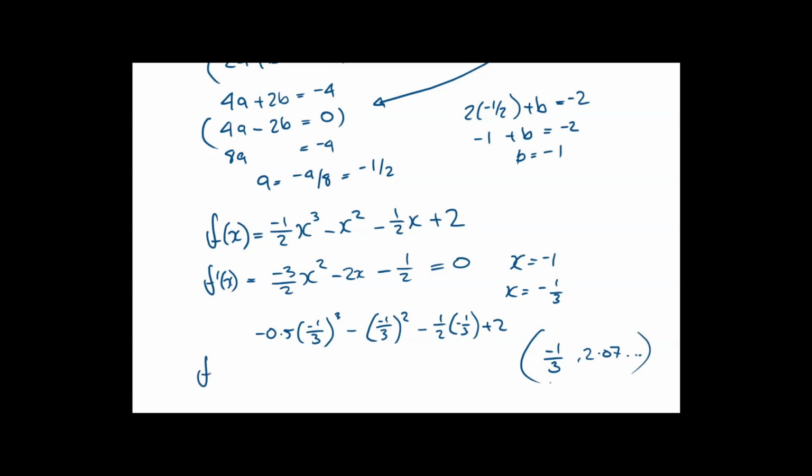Well, let's differentiate again. Yep. Negative 3x, negative 2. When I put in negative 1/3, it's going to be 1 minus 2, which is a number which is less than 0. It's negative 1. So therefore, that's a maximum.